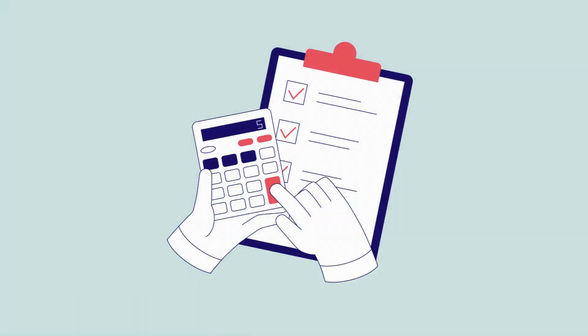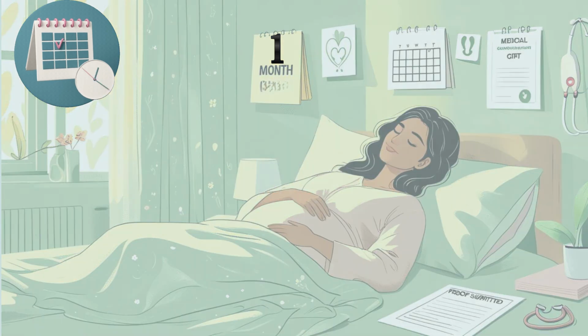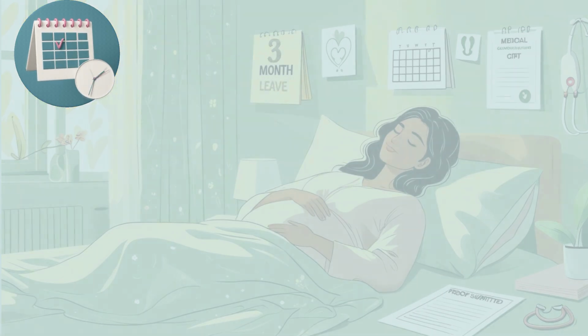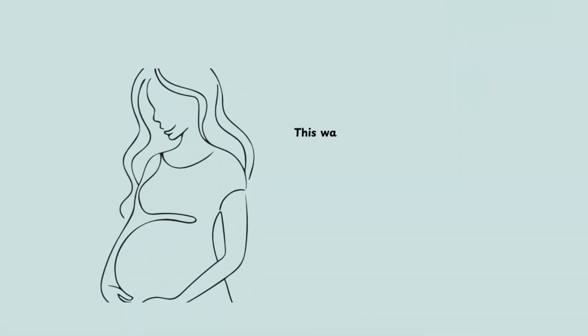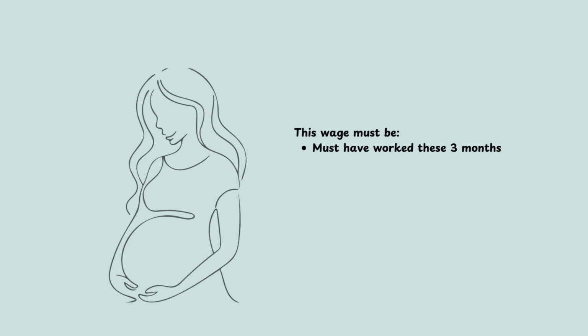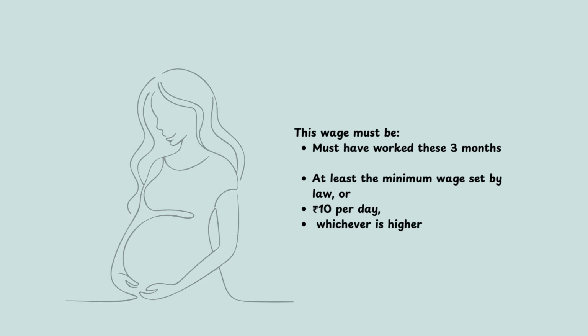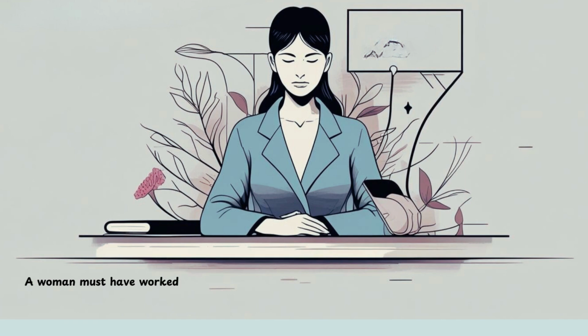So how are the wages calculated? The average daily wage is the average of the wages paid during the 3 calendar months before she goes on maternity leave. She must have worked during these months. The wage paid must be at least the minimum wage under the Minimum Wages Act, or 10 Indian rupees per day, whichever is higher.